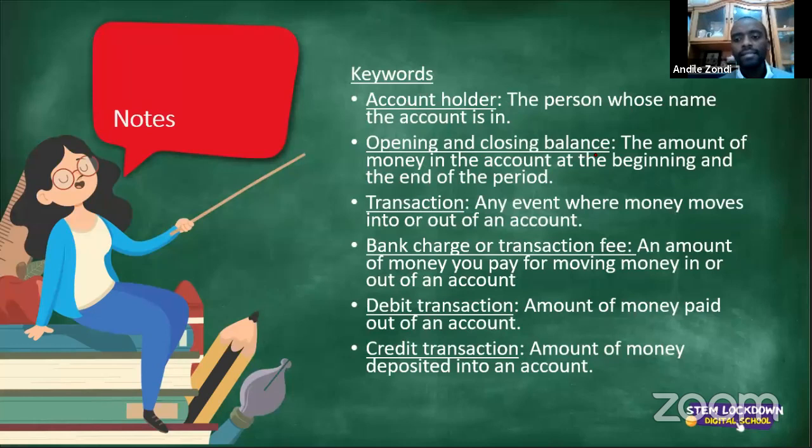Opening and closing balance: the amount of money in the account at the beginning, at opening, and at the end of the period, the closing balance. Right? The amount of money in your account at the beginning and the end, those are your opening and your closing balance.